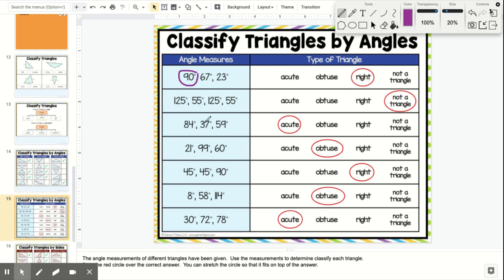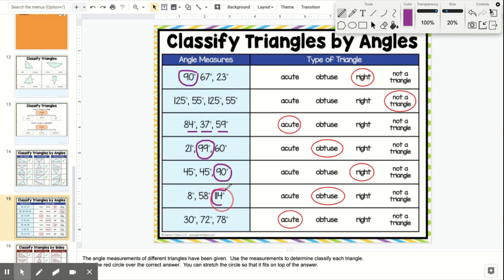Okay. The next one, all three are less than 90 degrees. So it's an acute triangle. On the next one, you have this one angle that's more than 90 degrees. So that makes it an obtuse triangle. Here is a 90-degree angle. So again, just like this first one, that's going to be a right triangle.